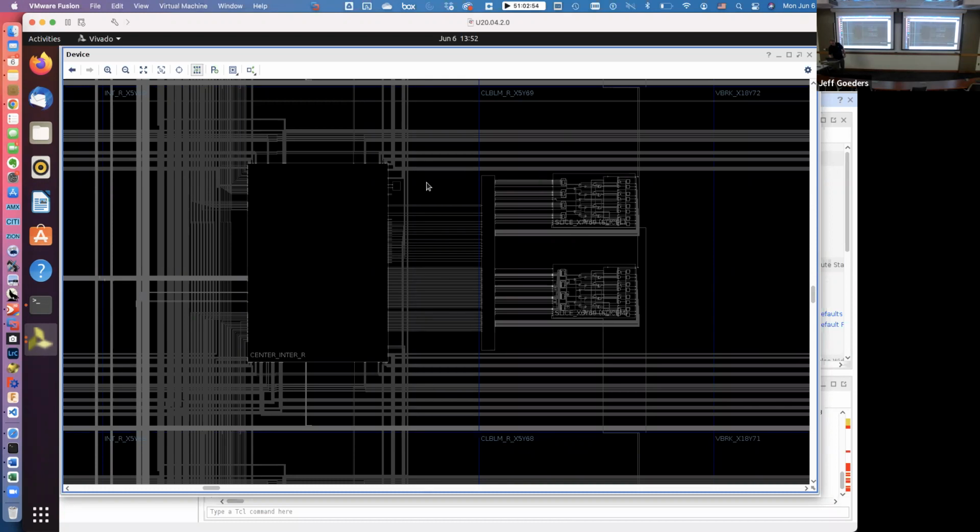So that's the CLB right there. And sitting right next to it is what we call an INT tile, and I think this is an INT R. The inputs all come in from the INT, and they go into the slice.